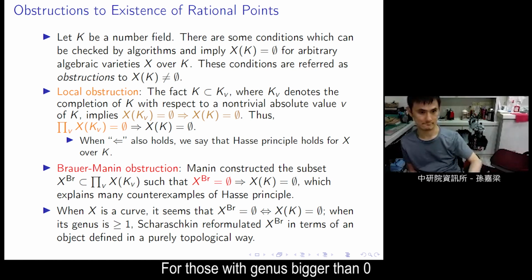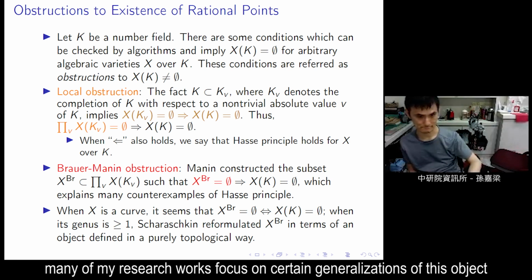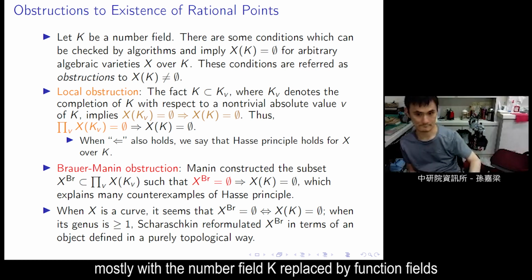For those with genus bigger than 0, Skorobogatov found a reformulation of the Brauer set in terms of an object with an easier construction. Starting from my PhD thesis, many of my research works focus on certain generalizations of this object, mostly with the number field K replaced by function fields.